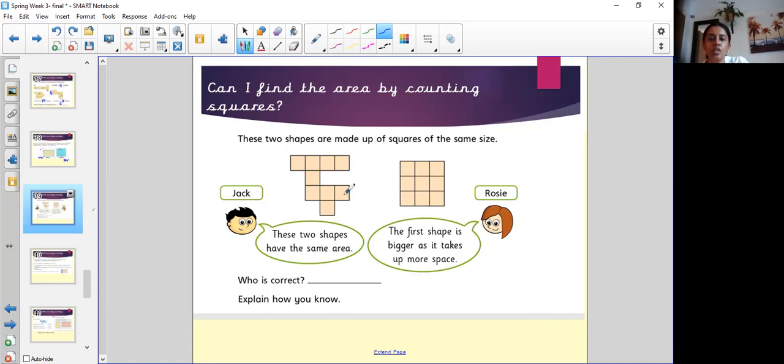Okay, so let's have a look. We've got 1, 2, 3, 4, 5, 6, 7, 8, 9. So we've got 9 squares. And again, 9. So who is correct? Jack is correct because these two shapes have the same area, because they still take up the same amount of space, 9 and 9 squares. So you would write in here, Jack. I'm just going to put a J.